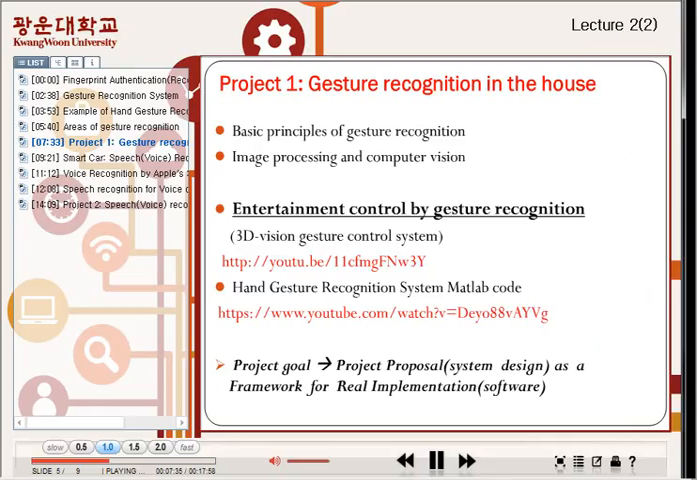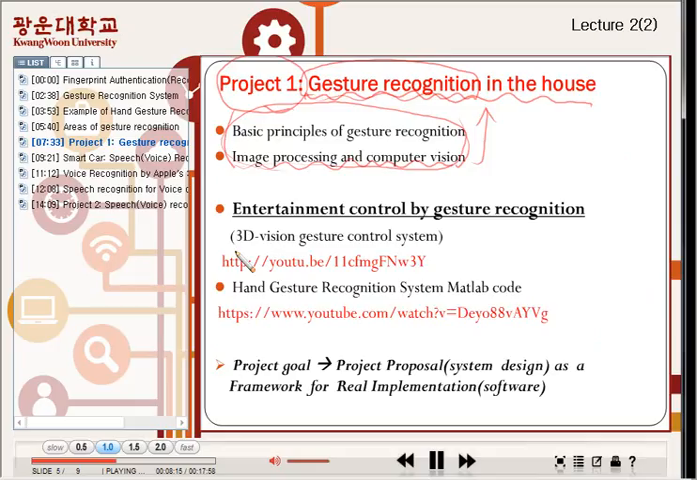Next, let me show you project one. This is an example of a project. The title is Gesture Recognition in the House. The basic principles of gesture recognition, image processing, and computer vision are the basics for gesture recognition. First of all, you have to study these basic principles for making a project.